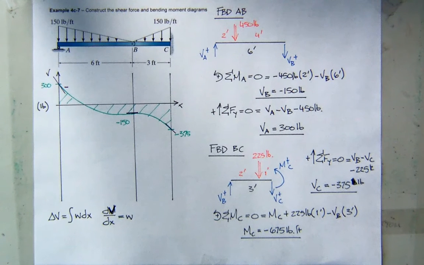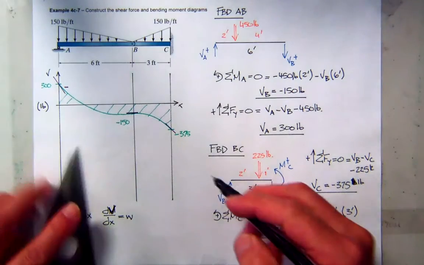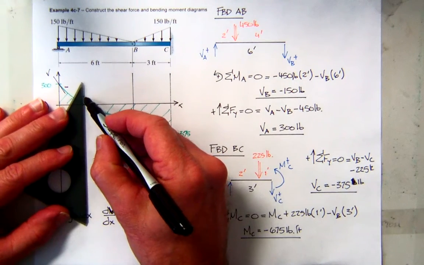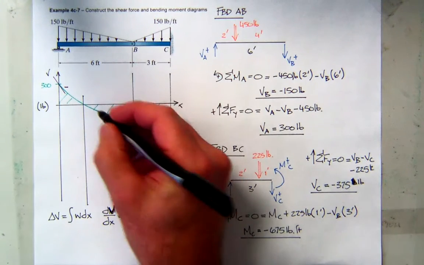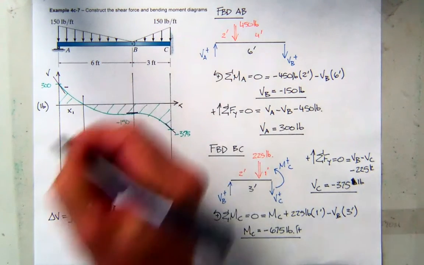Something has happened though, and it doesn't look good. What has happened? We went across the axis. We need to know the value of that point, say x1. How are we going to do that?